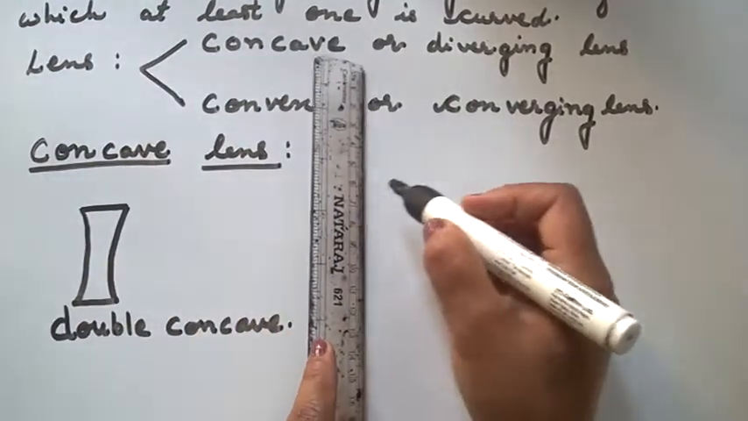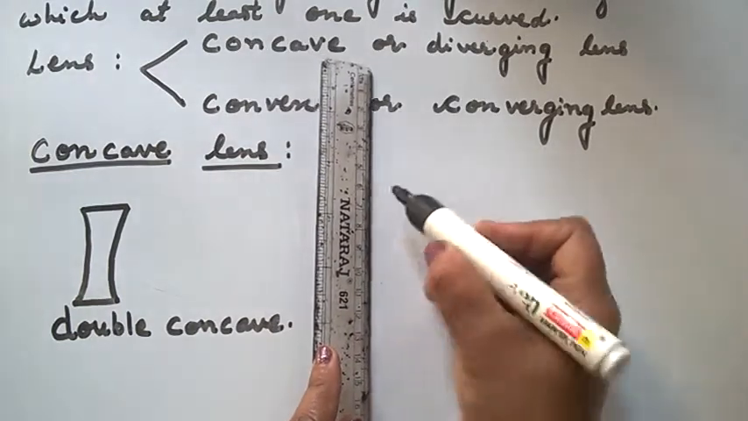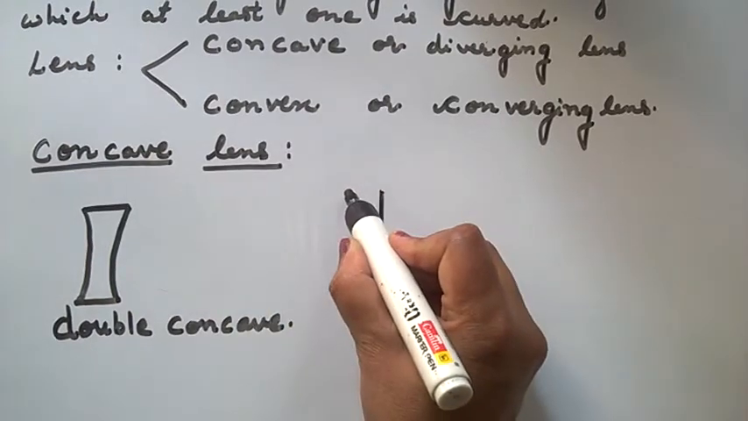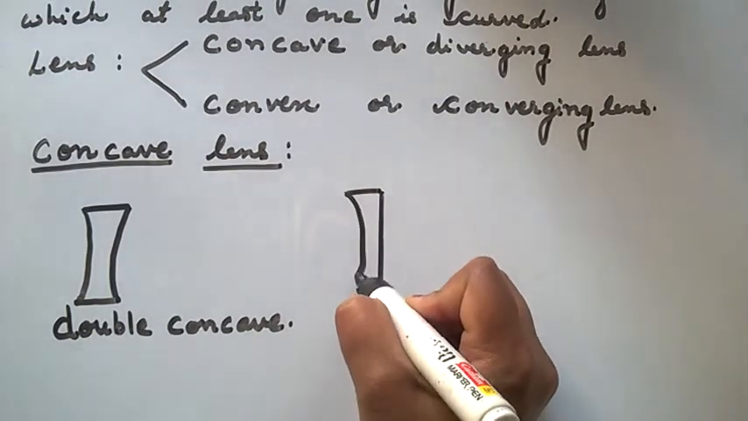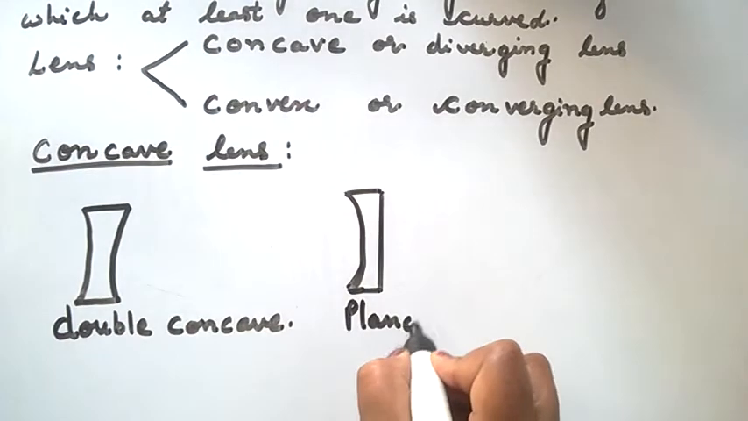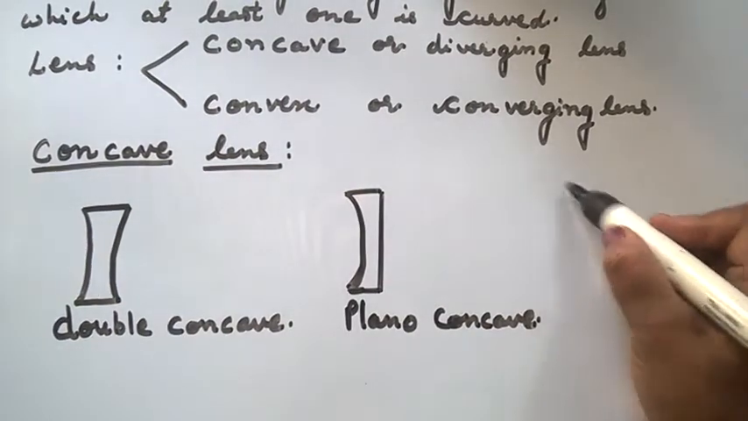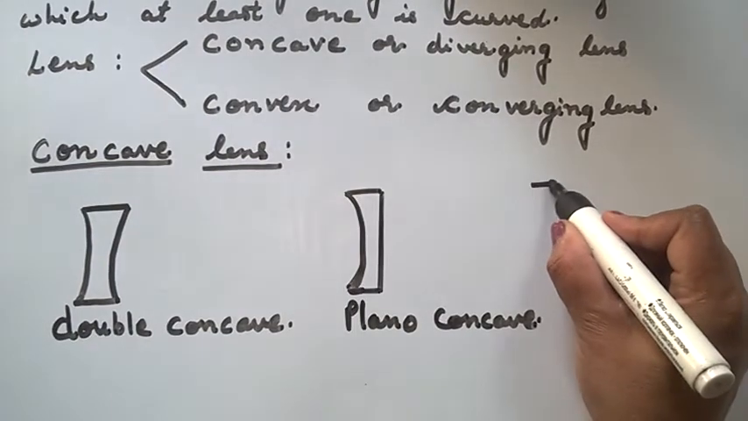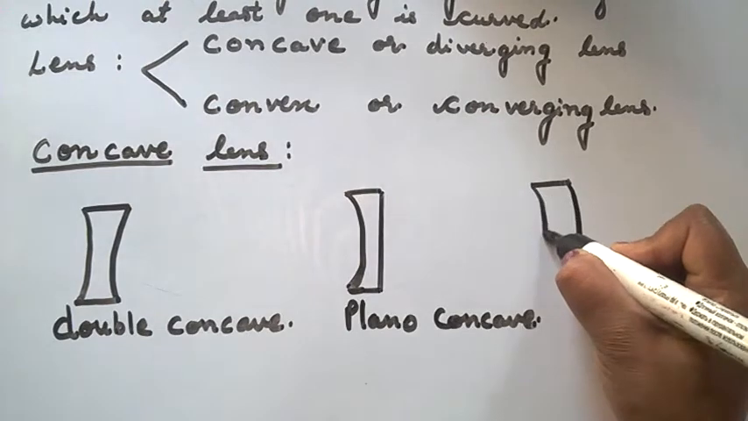Another one is when one surface is plane and another is concave, then it is known as plano-concave, thicker at the edges. Next is when one part is convex and another is concave, that is convexo-concave.